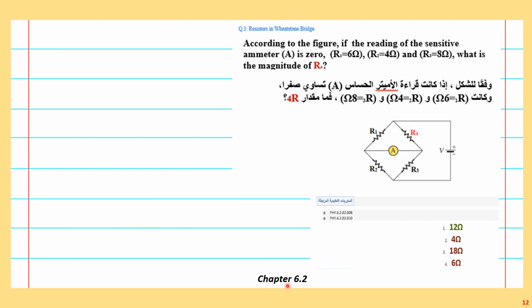From that chapter you can find this equation: R4 will be equal to R1, which is the other side of the resistance, multiplied by R3 over R2. When you apply the numbers, the value of R4 will be equal to 12 ohm.